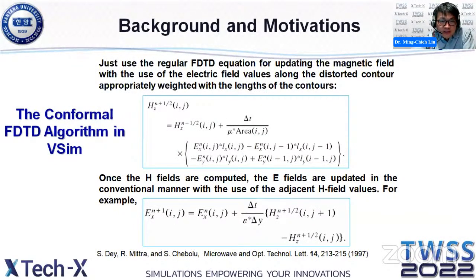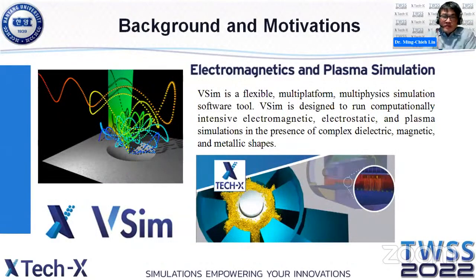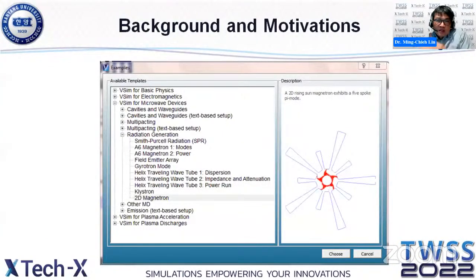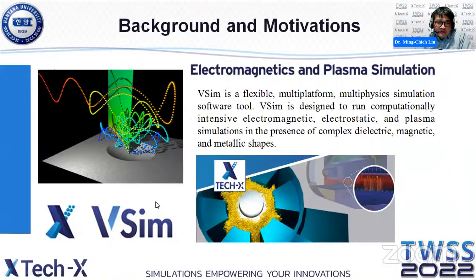So this algorithm is well implemented in Vsim. We know Vsim is a versatile simulation package for EM and plasma modeling, and this is the tool we used in this work. In the past 10 years, Vsim, which we called VCMPD before and is now called Vsim VE, has had its framework for simulating microwave devices mainly built several years ago. So we can successfully model many devices like Smith-Purcell radiation, the Magnetron, the VCM array, Gyrotron, the TWSS electron, and other vacuum electronic devices.